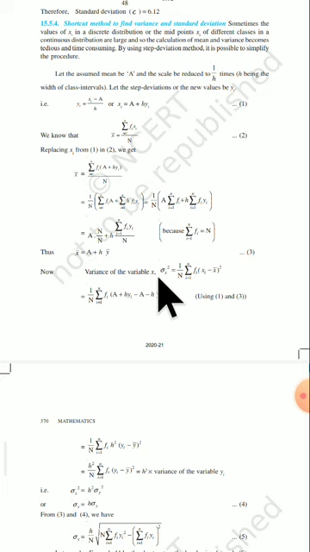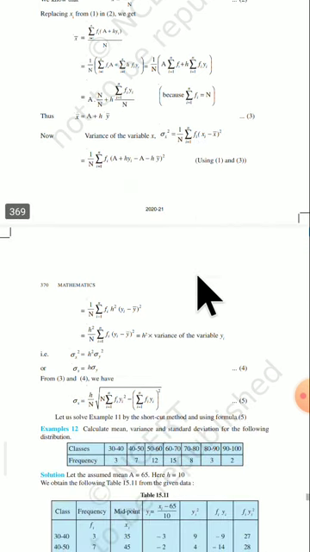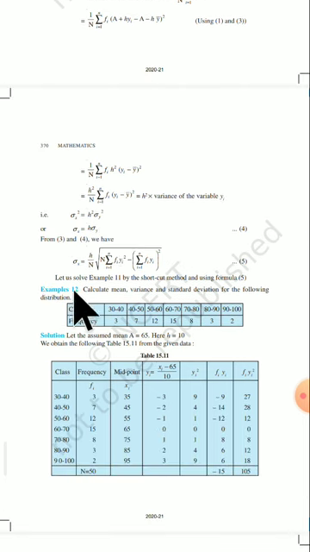Next, the variance, that is sigma square, equals 1 by n into summation of fi into xi minus x bar square. Here we will get h square divided by n into summation of fi into yi minus y bar square, or you can write it as xi minus x bar square also. By using that we will find the value of the standard deviation, that is h by n into square root of n into summation of fi into yi square minus summation of fi into yi whole square.